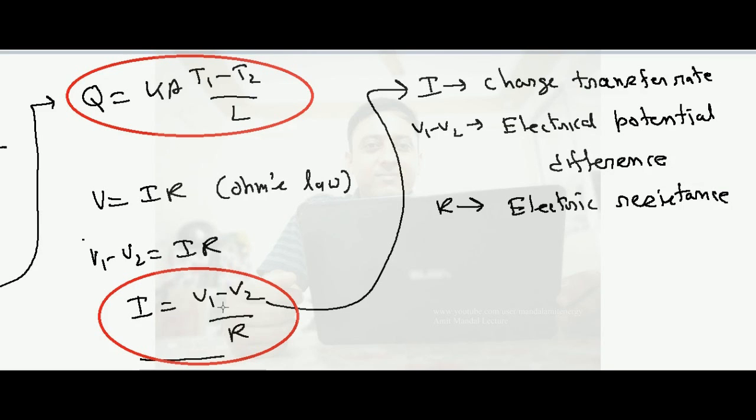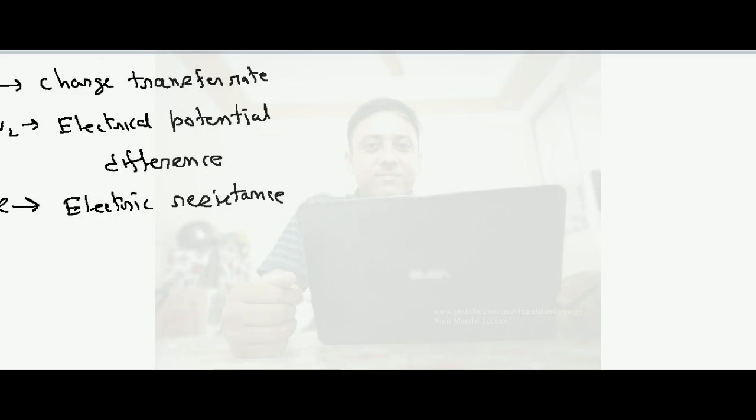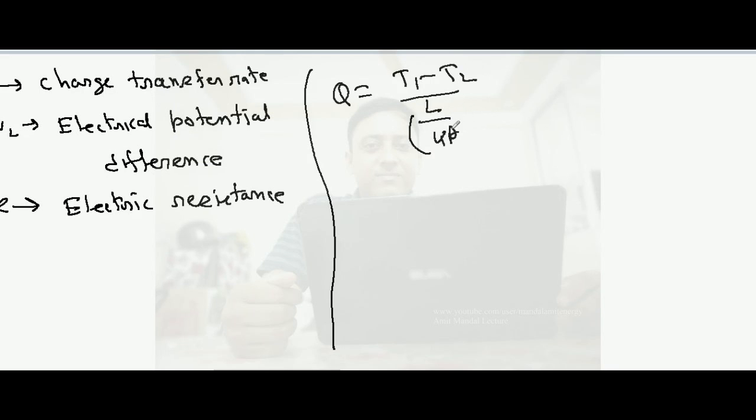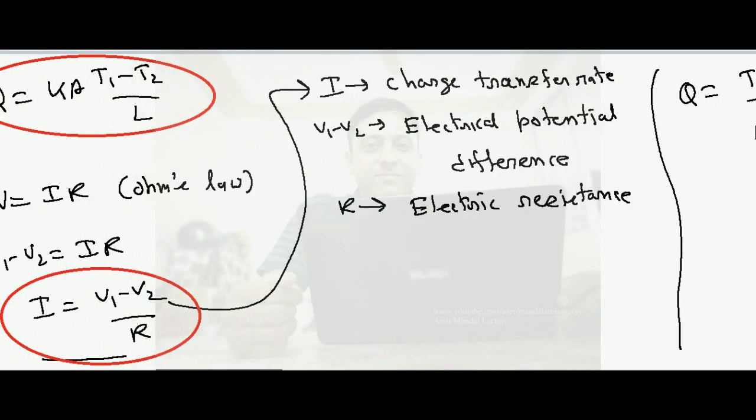So whatever is there in the denominator of V1 minus V2 is acting as an electrical resistance. So the conduction formula can also be written in a different way, that is, you can write this Fourier's law as Q equals T1 minus T2 upon L by Ka. Now we can compare the two.